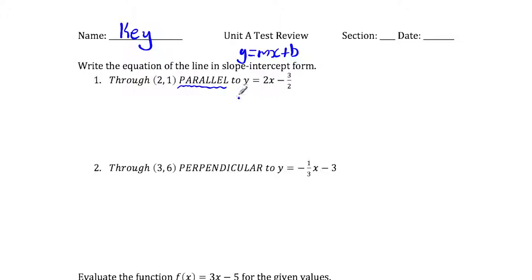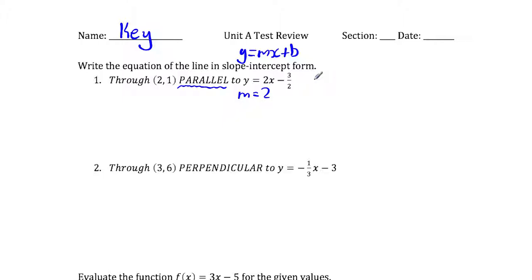What we're going to do is we're going to take the slope of this line. So this slope here is 2. So that means that our line that's going to be parallel is also going to have the same slope. Parallel lines have the same slope.